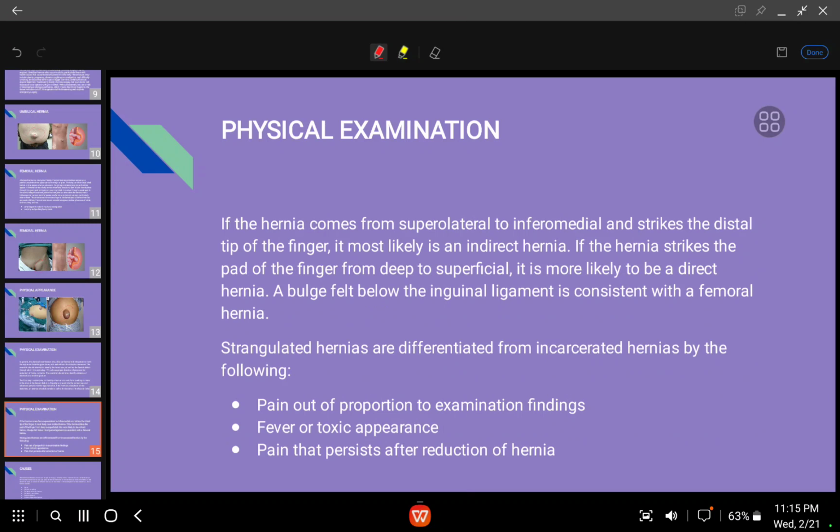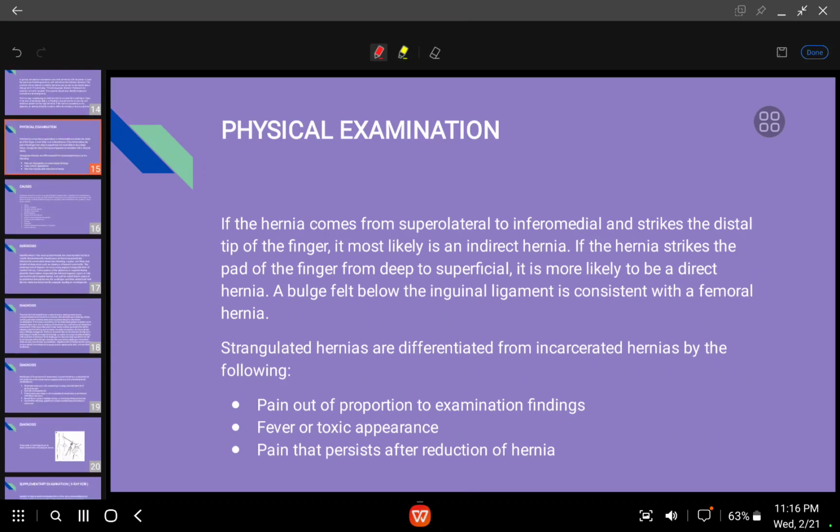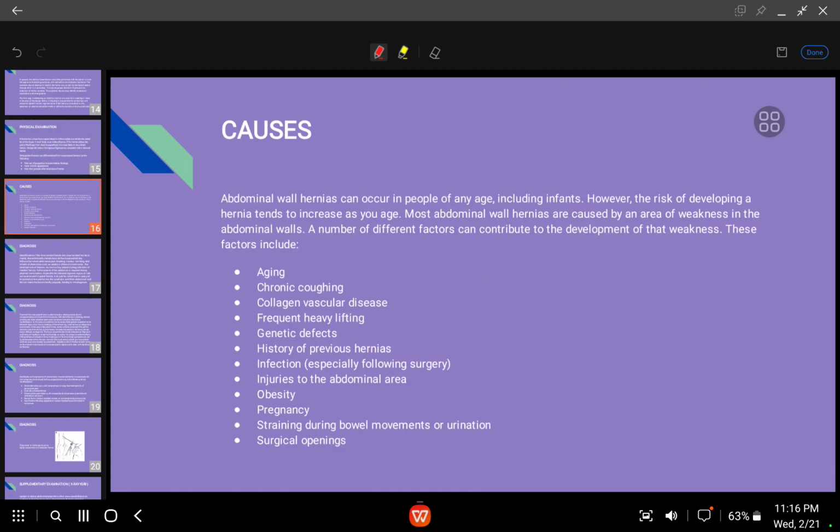Strangulated hernias are differentiated from incarcerated hernias by the following: pain out of proportion to examination findings, fever or a toxic appearance, and pain that persists after reduction of the hernia. So, causes: abdominal wall hernias can occur in people of any age, including infants. However, the risk of developing a hernia tends to increase as you age. Most abdominal wall hernias are caused by an area of weakness in the abdominal wall. A number of different factors can contribute to the development of that weakness.